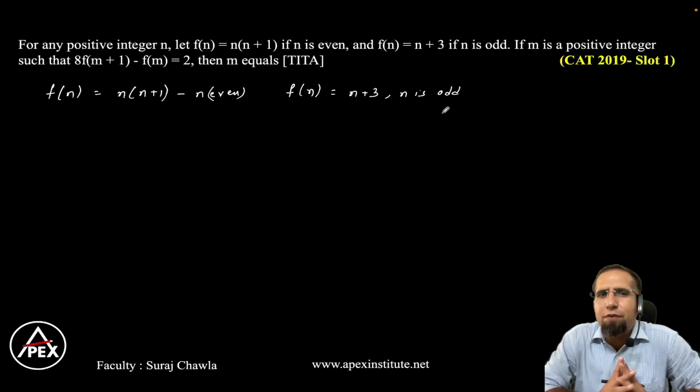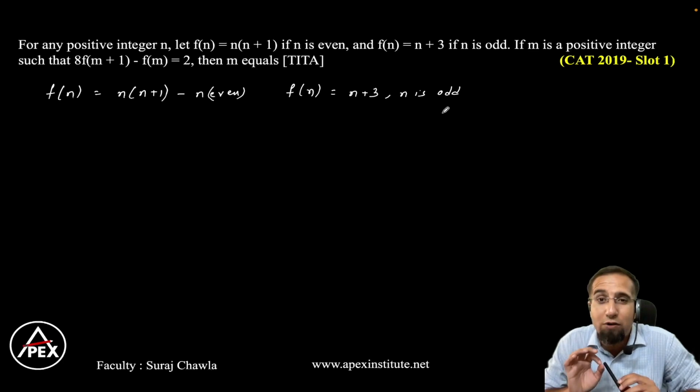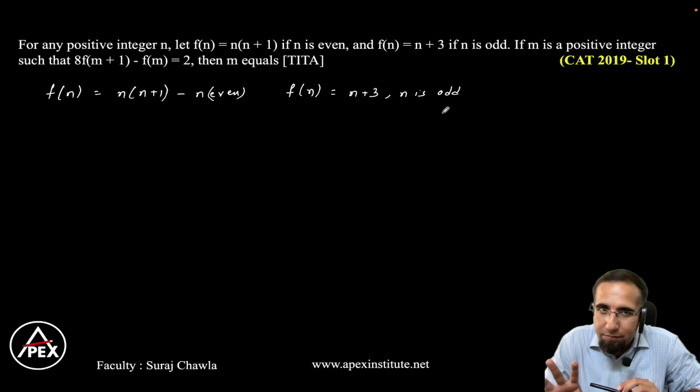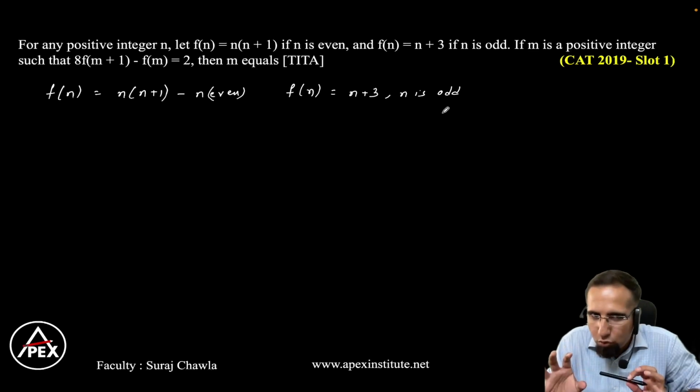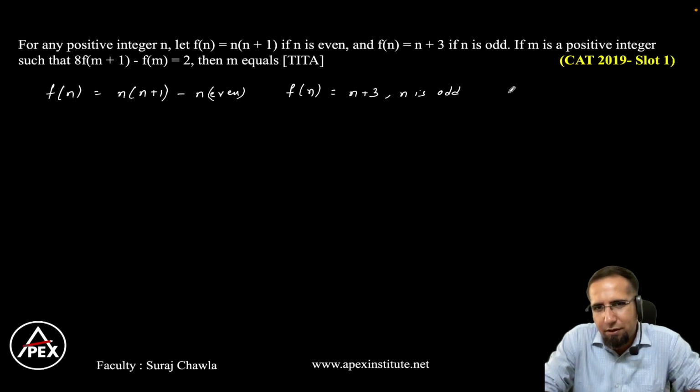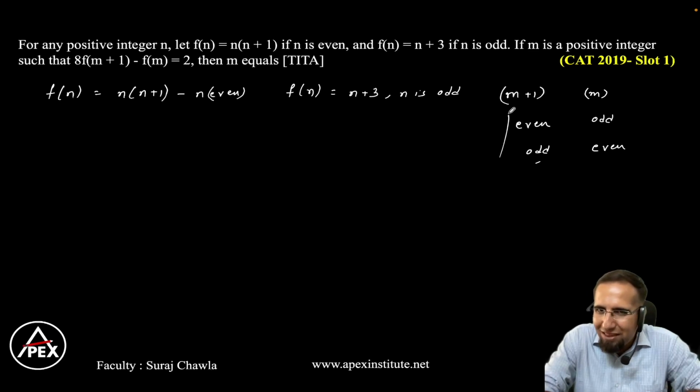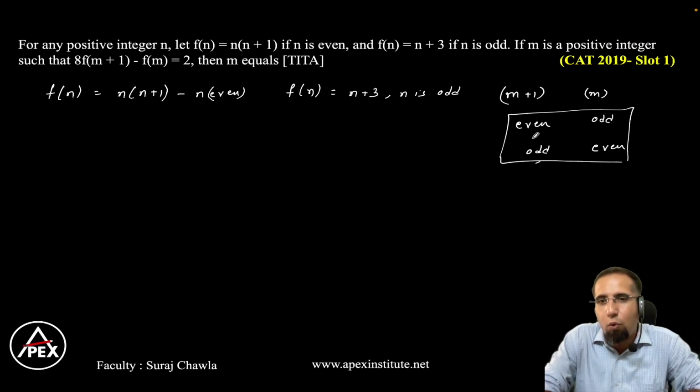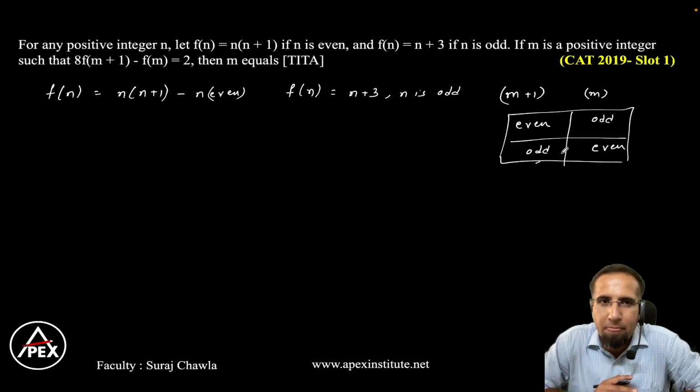Now, if m is a positive integer, now the best part is the question is giving us positive integer. That means I do not know whether m is odd or m is even. Okay, and I am given that 8 times of f of m plus 1 minus f of m is equal to 2. Then find the value of m. Now understand here. So I am using m plus 1 and I am using m. Now let's take m as an odd number. If m is an odd number, odd plus 1 will be an even number. Similarly, if m is an even number, even plus 1 will always be an odd number. So we'll have to take these two cases because I'm not told what is the value of m. Am I clear with this point, guys?